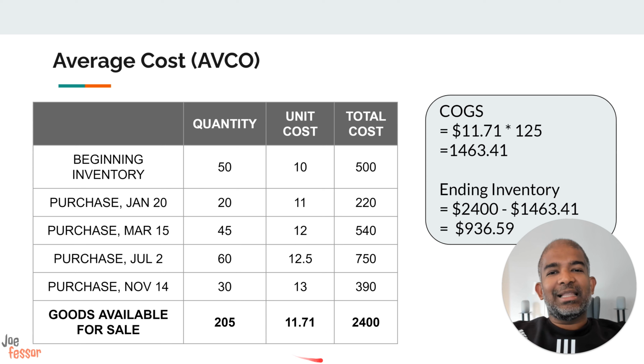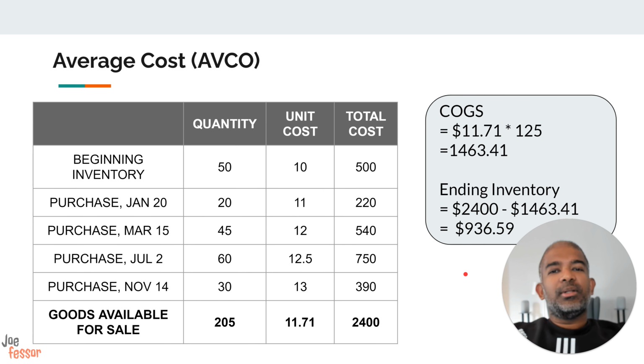Now we use this $11.71 to value your cost of goods sold and also your ending inventory. To calculate the cost of goods sold, you take $11.71 and multiply it by the number of units that were sold during the year, that is 125. Then to calculate the ending inventory, you can follow the same process as before. You subtract the cost of goods sold from your goods available for sale, or you can also do 11.71 multiplied by the remaining goods that were not sold and are still part of the inventory. That is 205 minus 125, that's 80 units. 80 times 11.71 should give you the same answer.